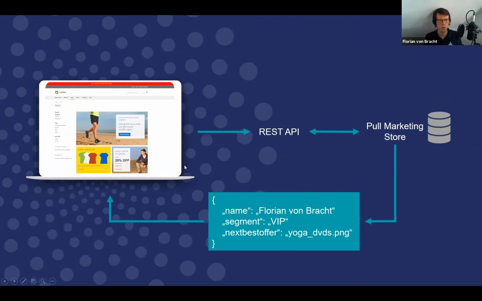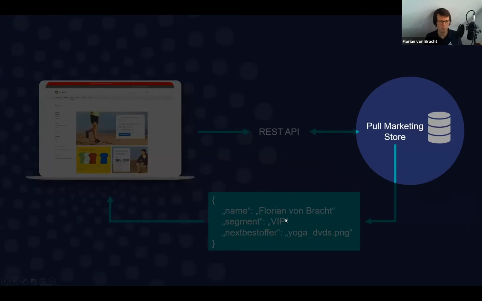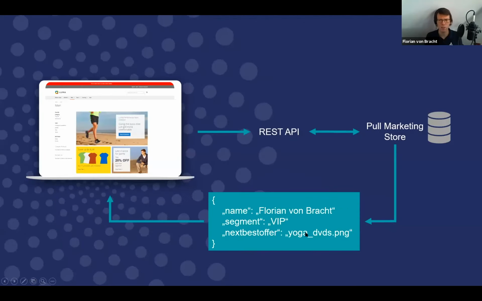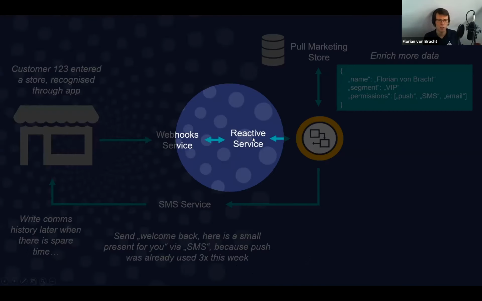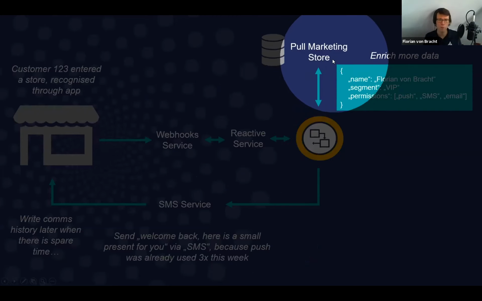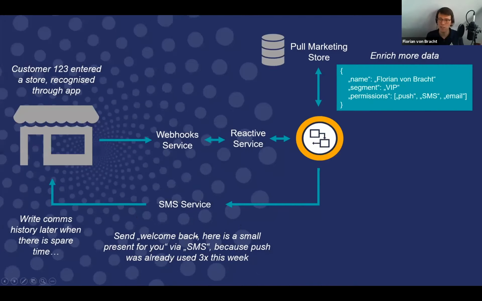So for example, if you want to enrich your website with personalized information, you could only use the Pull Marketing Store straight away, for example, to see, okay, Florian is in the VIP segment, and this is the next banner you should show. But there's also maybe the example of entering a store, and then that reactive service gets notified. PeopleStage processes that information, uses information from the Pull Marketing Store, and sends the message back via a preferred channel, personalized with the name, but also maybe the segment or the next best offer that is already pre-calculated via Fastsets, and used in this kind of information.